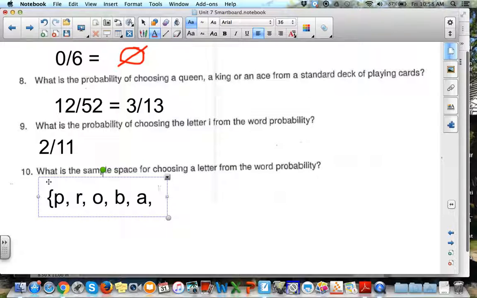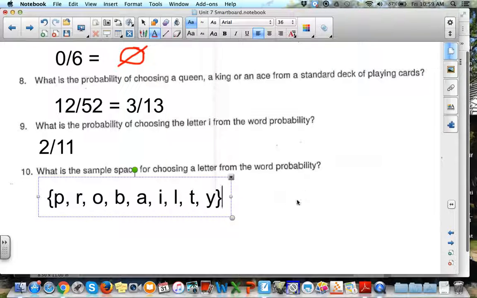Okay, now B actually occurs twice. We don't need to list it twice because the sample space only needs to have it once. But we don't have to list the B twice, just like we're not going to list the I twice. L, T, and Y. So those are my options for choosing letters.